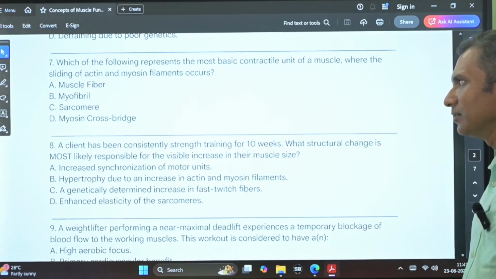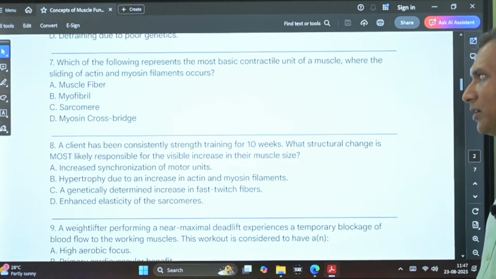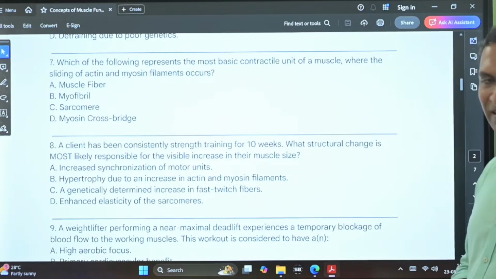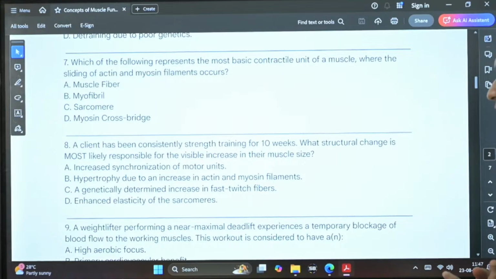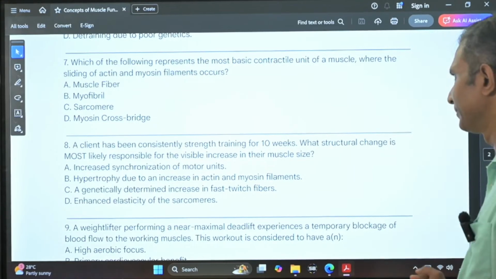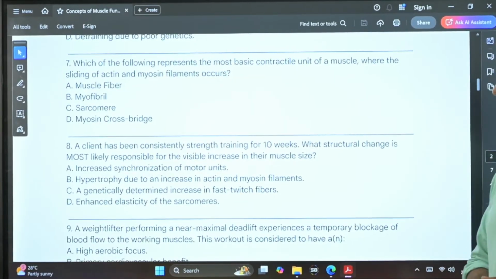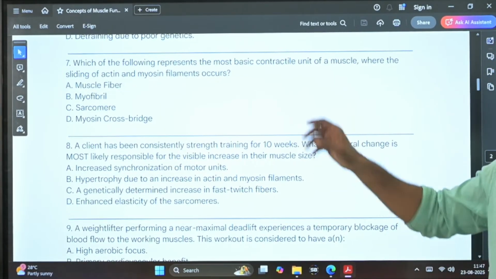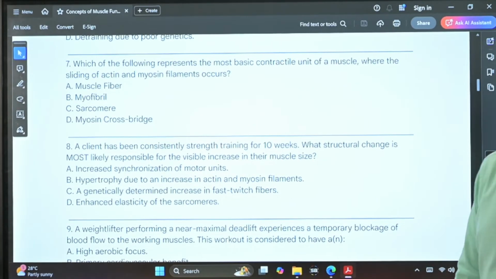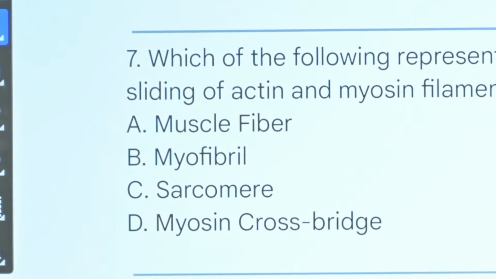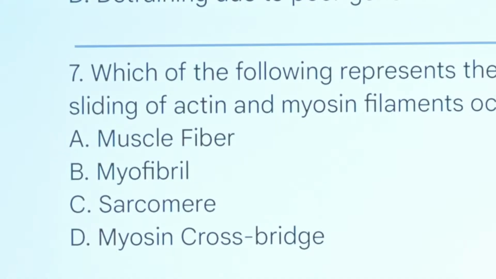A, muscle fiber. B, myofibril. C, sarcomere. D, myosin cross bridge. It is not just myosin cross bridge, it is actin myosin cross bridge to be precise. So select the best answer. A, B, C, and D. Our team will slightly zoom it for you so that it is easy for you to detect it. So go for your best choice.